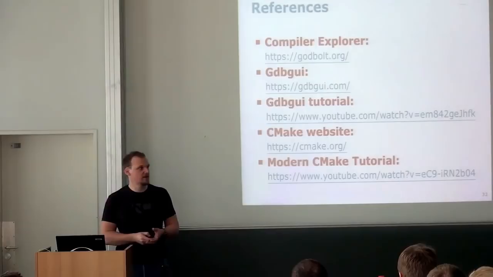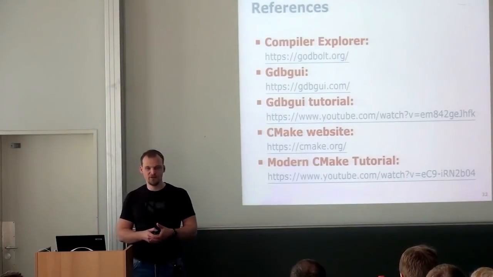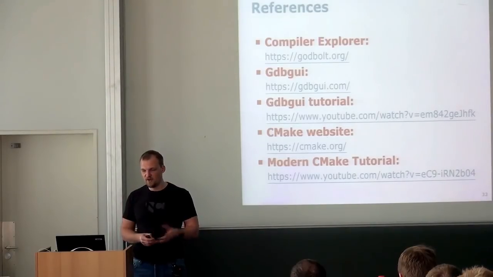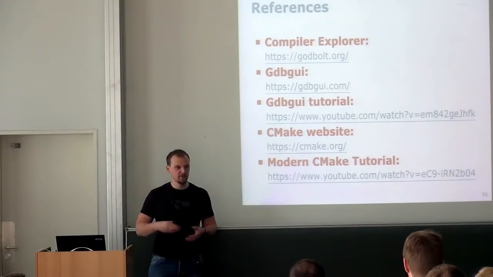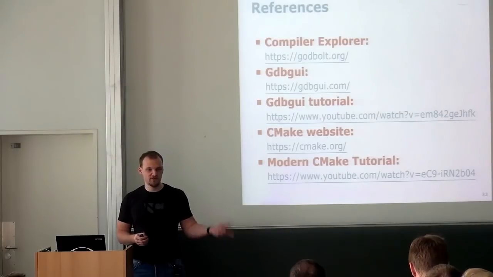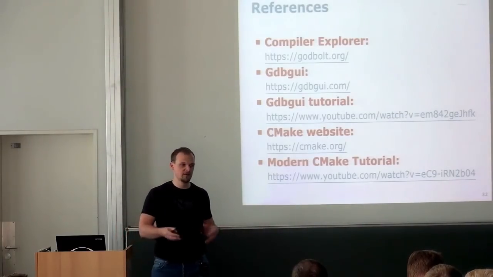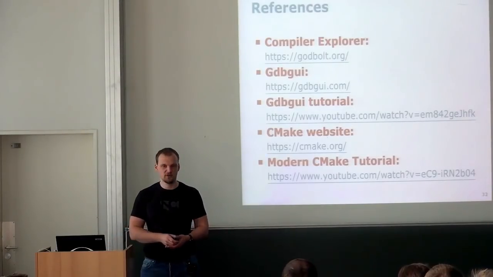Right. I think that's it. I'm sorry it took a bit more time, but I feel it's important to explain things better and not just cut them off. There's a bunch of links. You can go to Compiler Explorer and try things out if you fancy. There's a GDB GUI tutorial, and you can read more about CMake, what it's used for, where and by whom it's used, and do some small tutorial if you wish to.